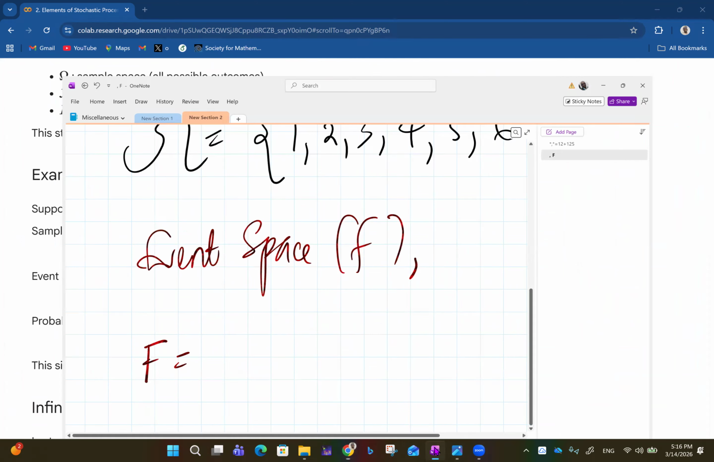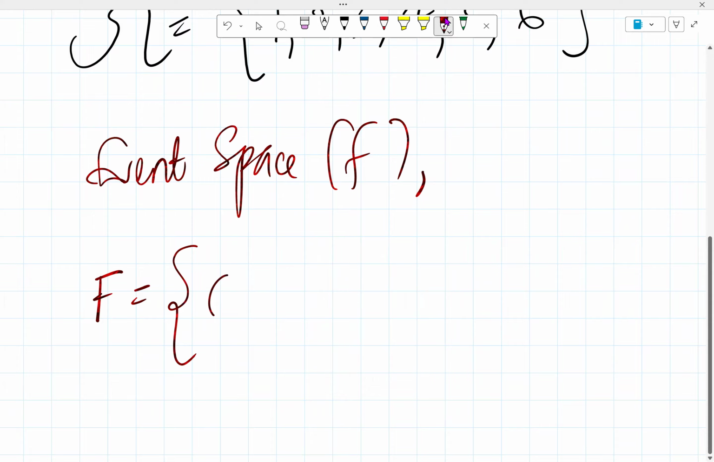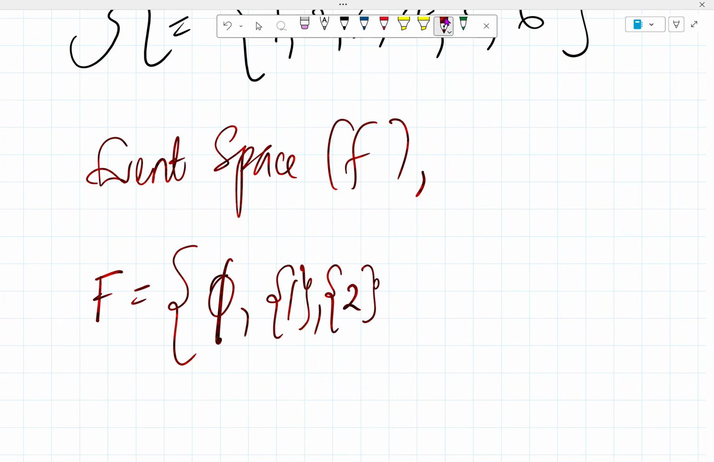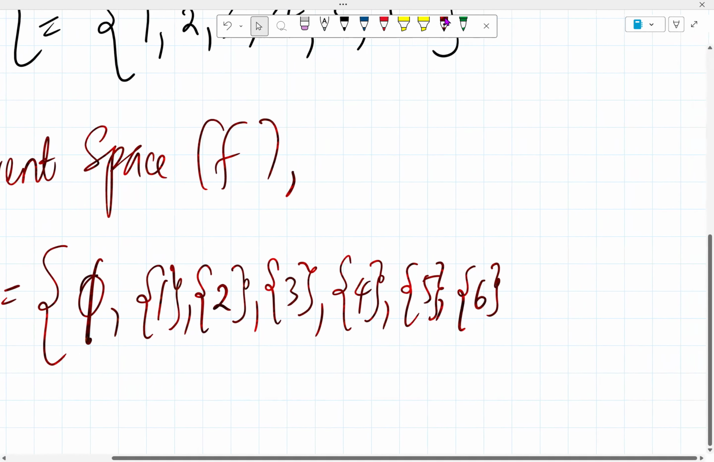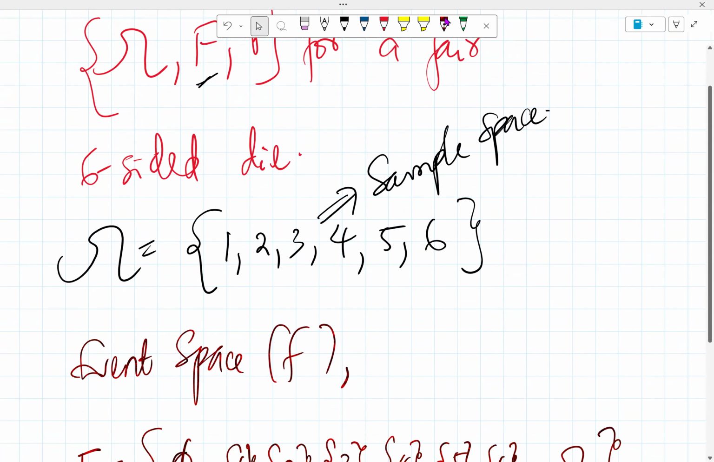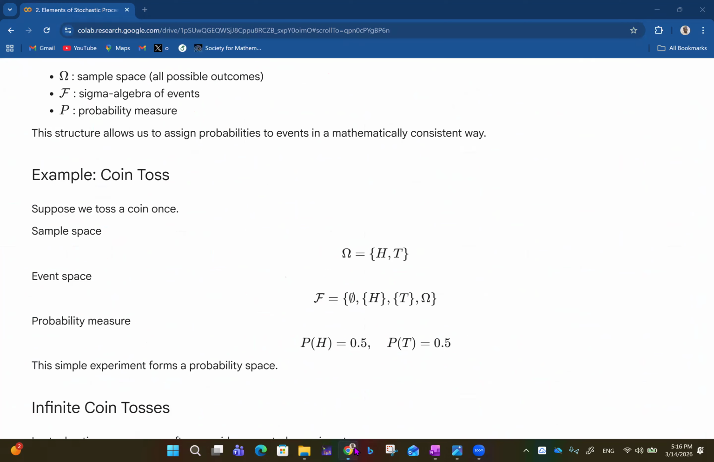So the event space F would be the empty set, and then you have one, two, three, four, five, six, and then the sample space itself. That's the omega itself. That's what we have for the event space. And then lastly, we have the P. That's the probability space, I believe. So the probability measure, okay?